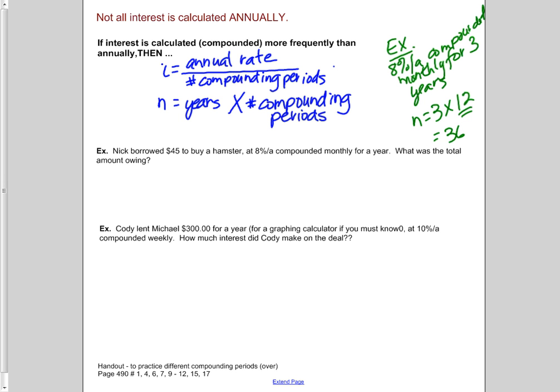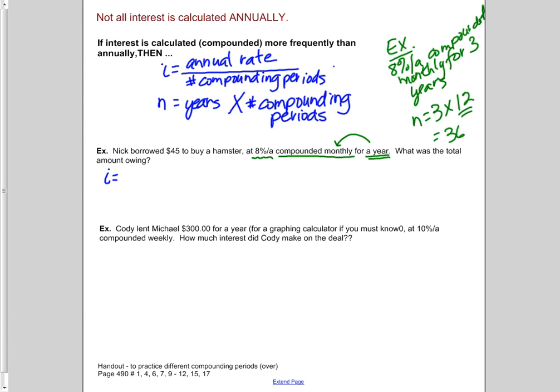Nick borrowed $45 to buy a hamster at 8% per annum compounded monthly. So by Canadian law, it's written down as a yearly rate. We have to figure it out as a monthly rate. We also want to know how long. It's for a year, but it's compounded monthly. So both of those things are going to change.